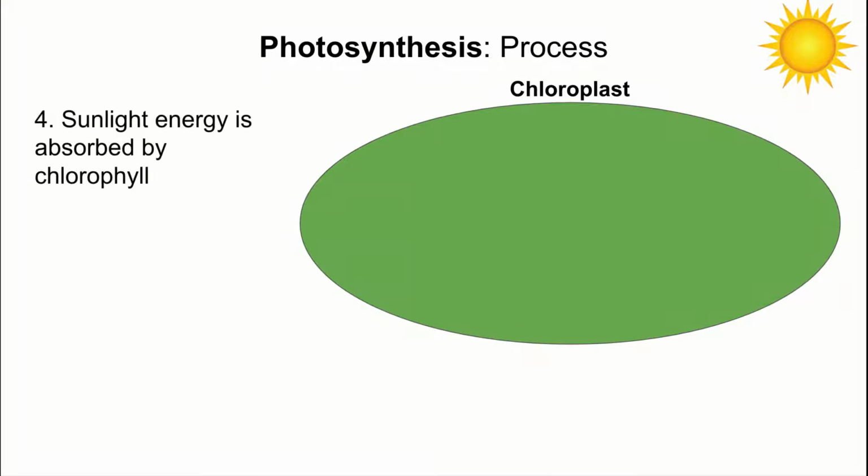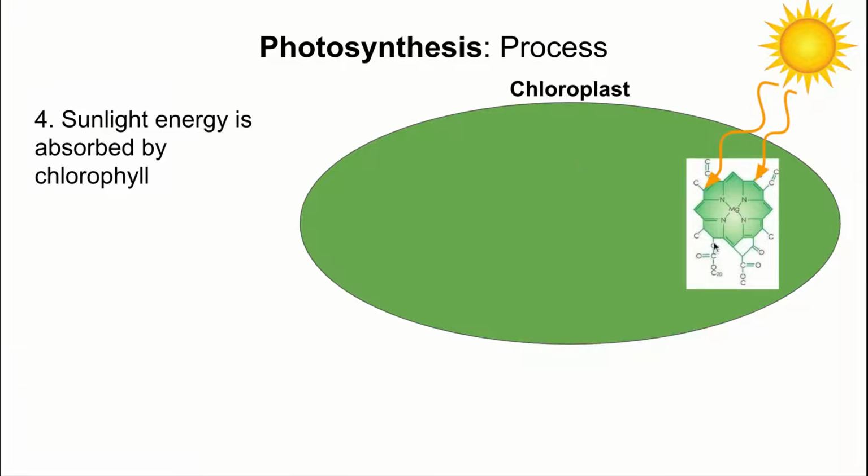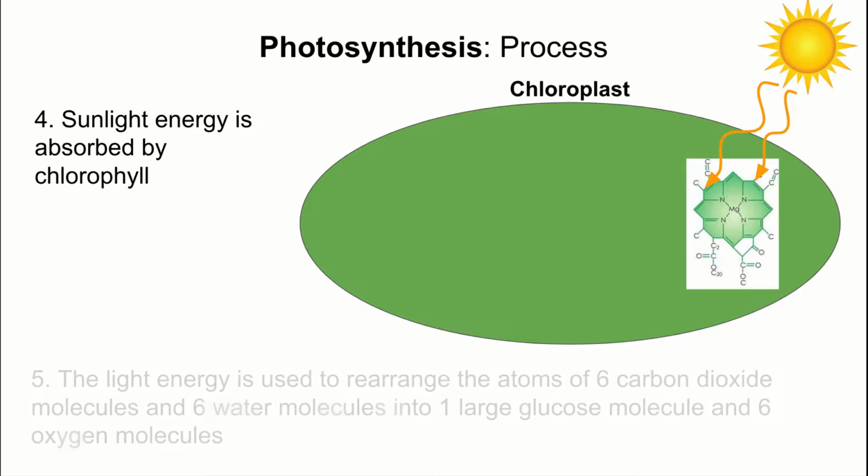Step four, sunlight energy will be absorbed by chlorophyll. So here's our chlorophyll. You don't have to draw this full structure. You could just write the word chlorophyll and maybe draw a little circle inside of the chloroplast to represent the molecule. Sunlight energy is being absorbed by this chlorophyll molecule or chlorophyll pigment.